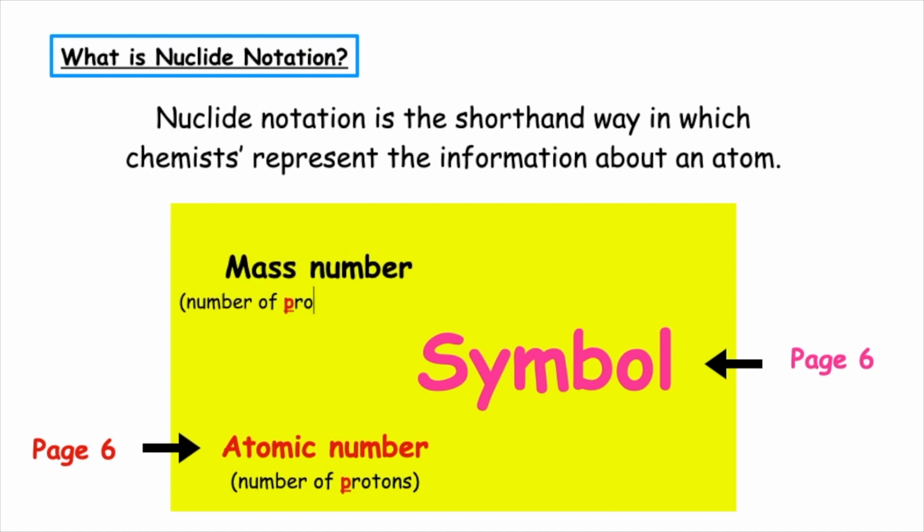The mass number is the number of protons and neutrons, which can be found on page 7 or can be calculated when you are given the number of protons and neutrons.